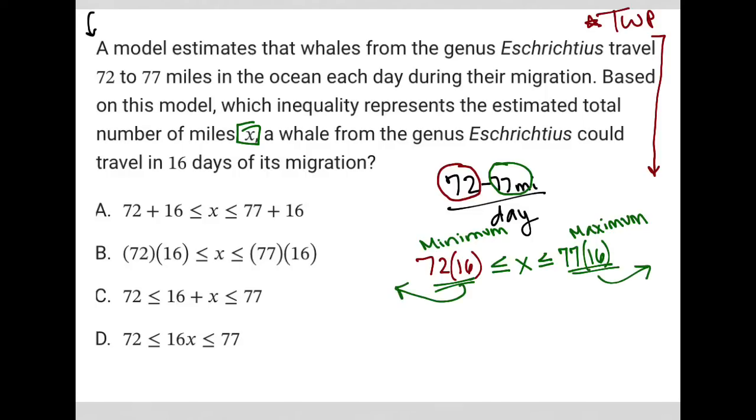So which answer choice matches this situation? Looks like choice A, we're adding 16 to those numbers. That's definitely not correct. Choice B, we are multiplying. Good. We have 72 times 16. We have 77 times 16. Are our inequalities in the correct direction? Yes, they are, right? X is greater than and X is less than. So perfect. So B must be the correct answer here.